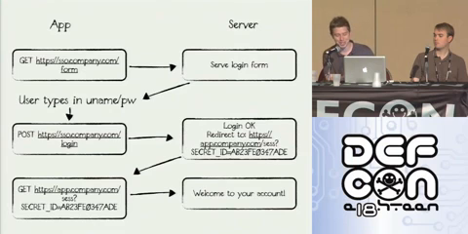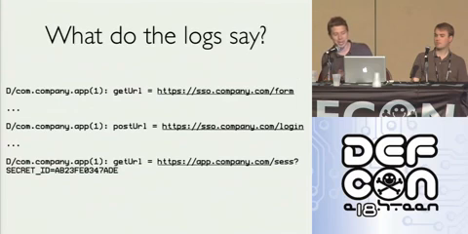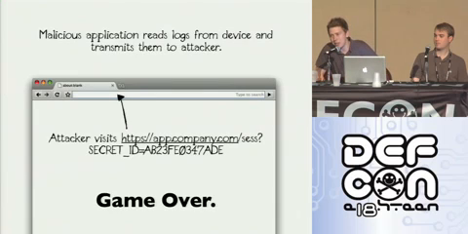You see what goes on here? Let's look at what happens in the logs when this happens. We get a GET URL, ssodacompany.com. We post, and we get our redirect. That's an interesting secret key that we see in the logs. So what could you do bad with this? Imagine a malicious application that is reading the logs on the device, and it transmits this GET query parameter to a server.